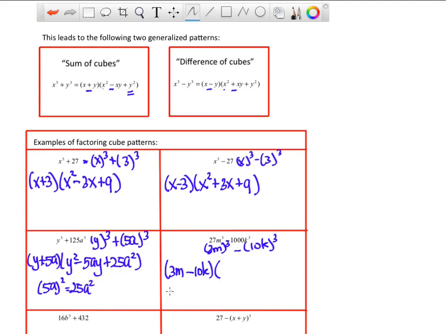And then this one should be 3m squared, that's actually 9m squared. And then the middle is these together, so 3 times 10 is 30, and then an m and a k. And then the last one, that's the 10k that's squared, so that's 100k squared. And now let's check my sign. This one is a negative, that one is a plus, and the last one's always a plus.